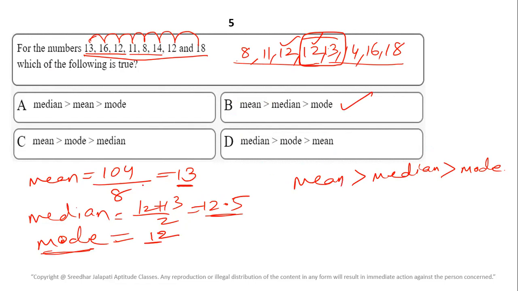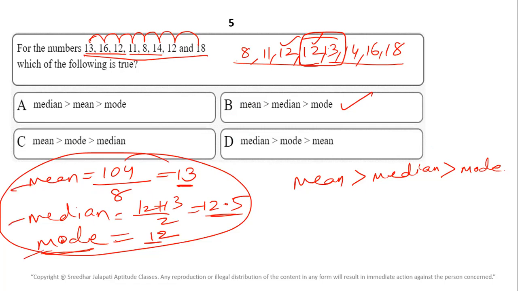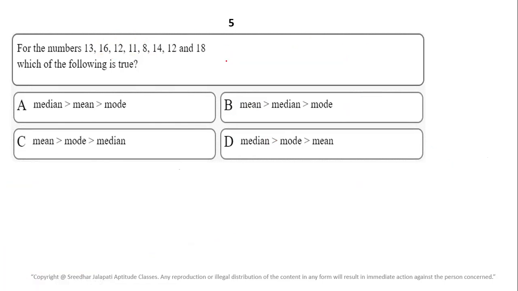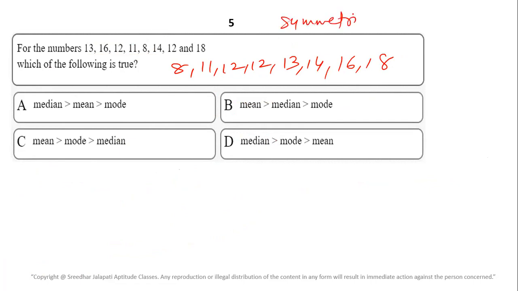The other way to answer the question is that without finding the mean, median and mode, you can find the relation. I think this is clear for you, right? One method is finding mean, median, mode and then comparing them. The other way is, after arranging the data in ascending order, 8, 11, 12, 12, 13, 14, 16, 18, you see the data is inclined towards the right. It is pulled towards the right.